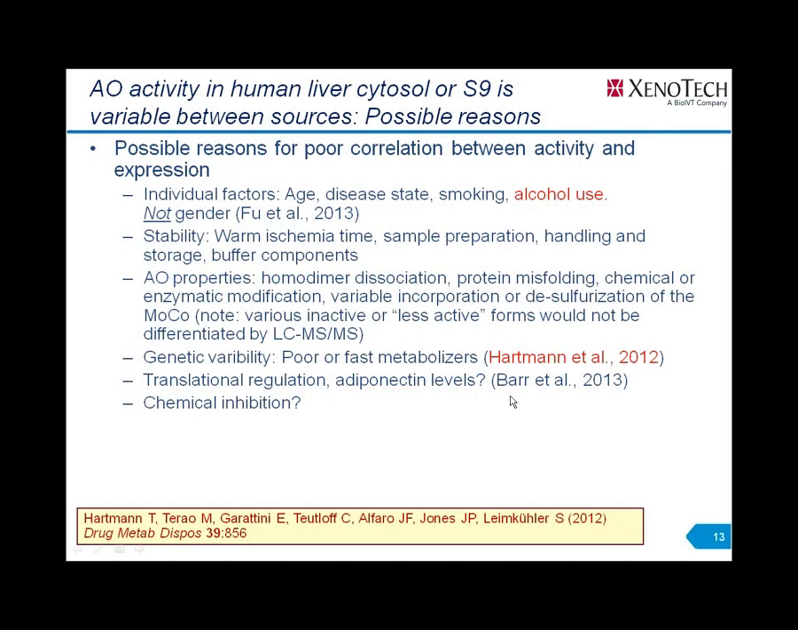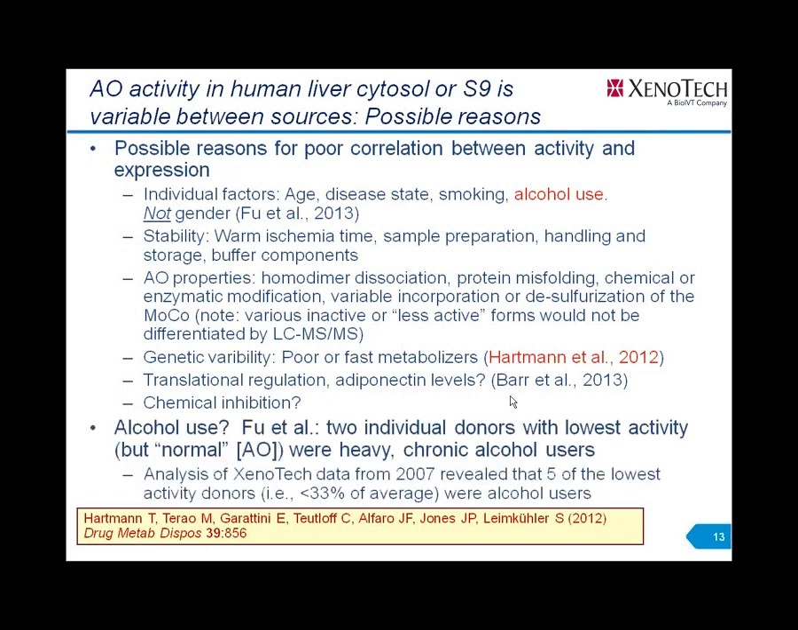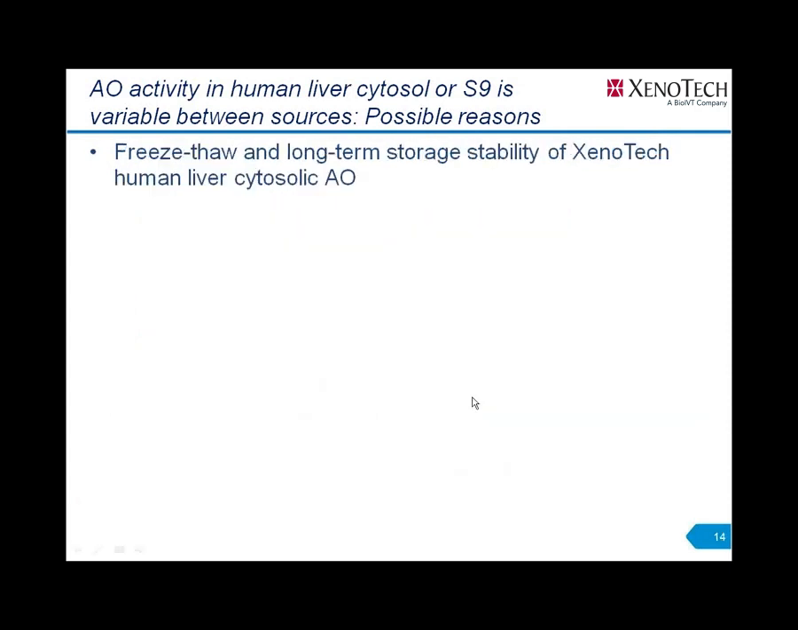So, raloxifene is a very potent inhibitor of aldehyde oxidase. But then alcohol use, this is a very interesting and intriguing possibility from the Pfizer paper, where 2 individual donors with the very lowest activity but normal aldehyde oxidase concentration were heavy chronic alcohol users. And a quick look at our data from 2007 revealed that 5 of the lowest activity donors, which had less than 33% of average, were also alcohol users.